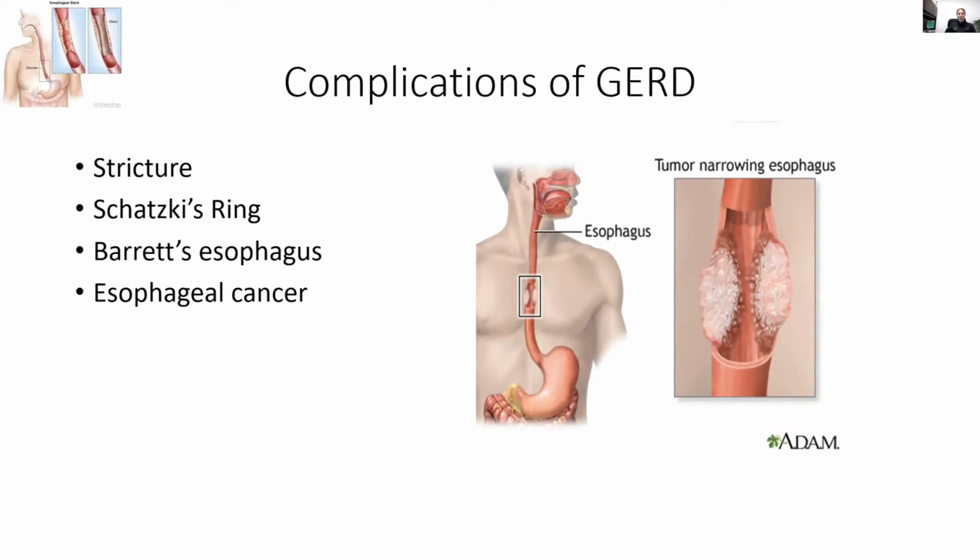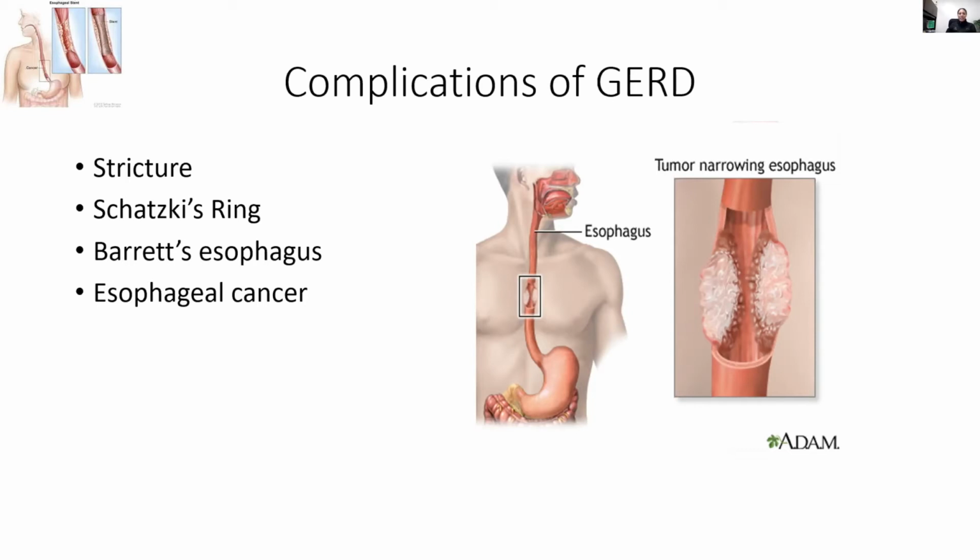And then Barrett's esophagus is basically when you've had prolonged exposure of the esophagus to acid, which damages the cells in the esophagus and they start transitioning into other types of cells. This can be a precursor to esophageal cancer. So this is a really big deal.